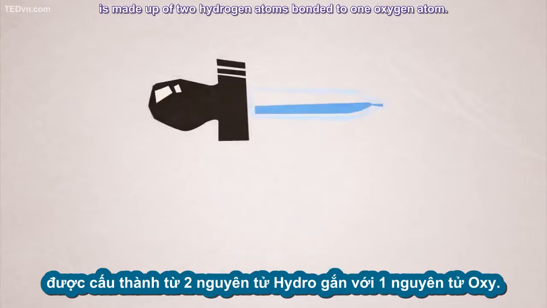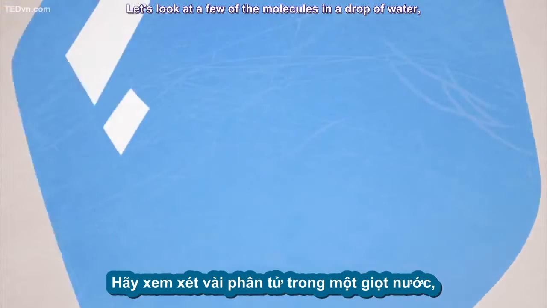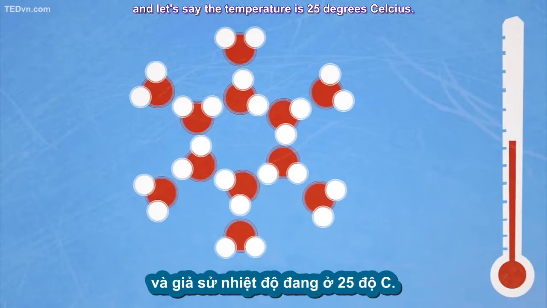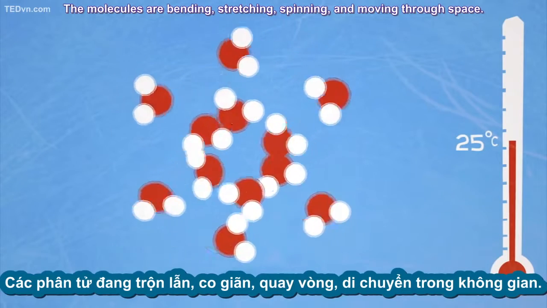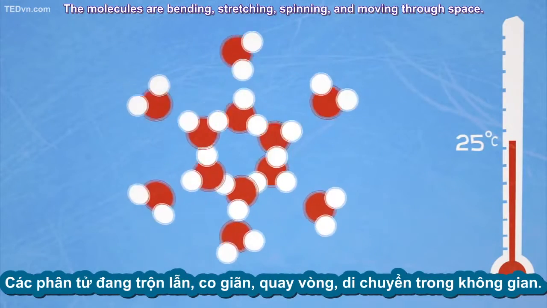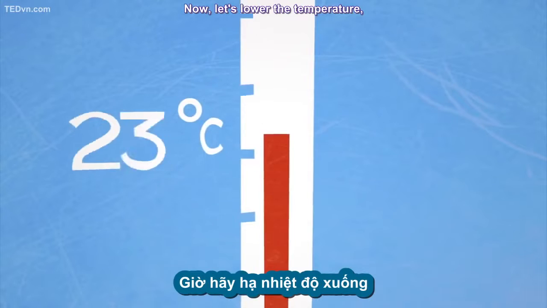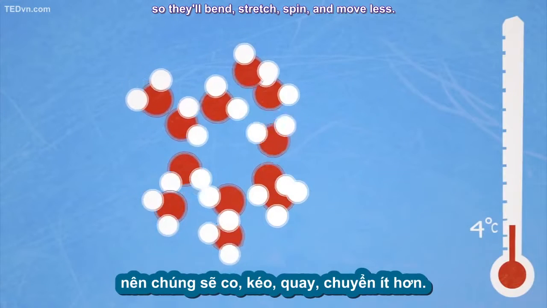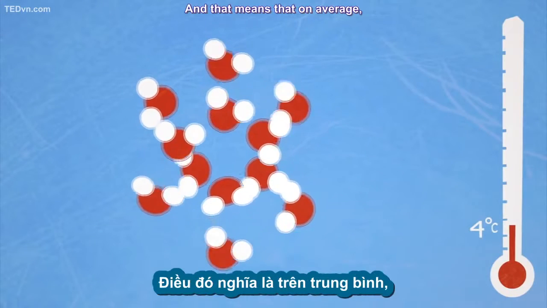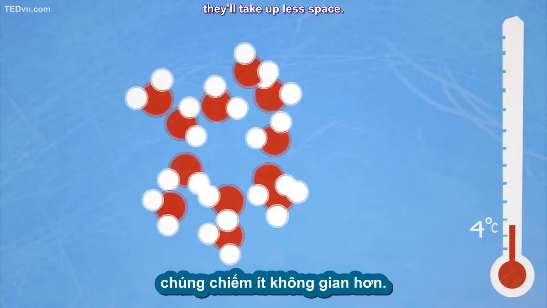oxygen atom. Let's look at a few of the molecules in a drop of water, and let's say the temperature is 25 degrees Celsius. The molecules are bending, stretching, spinning, and moving through space. Now, let's lower the temperature, which will reduce the amount of kinetic energy each of these molecules has. So they'll bend, stretch, spin, and move less. And that means that on average, they'll take up less space.